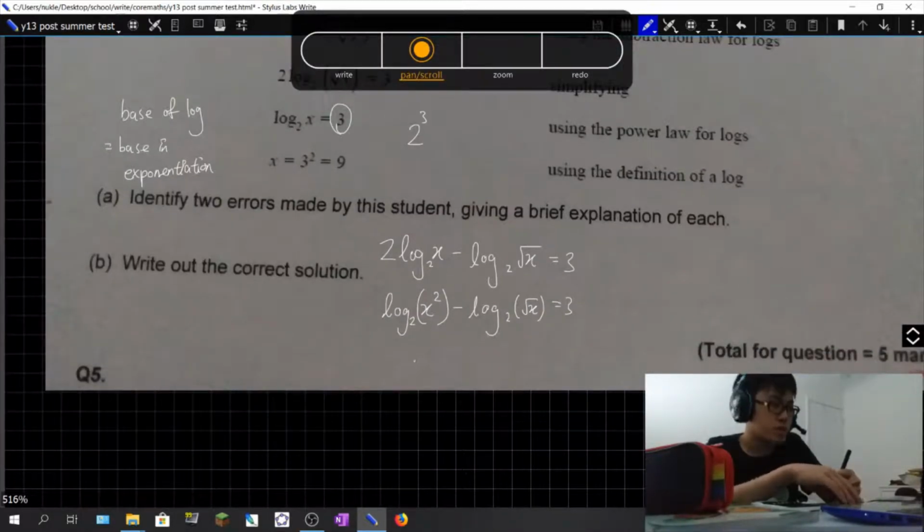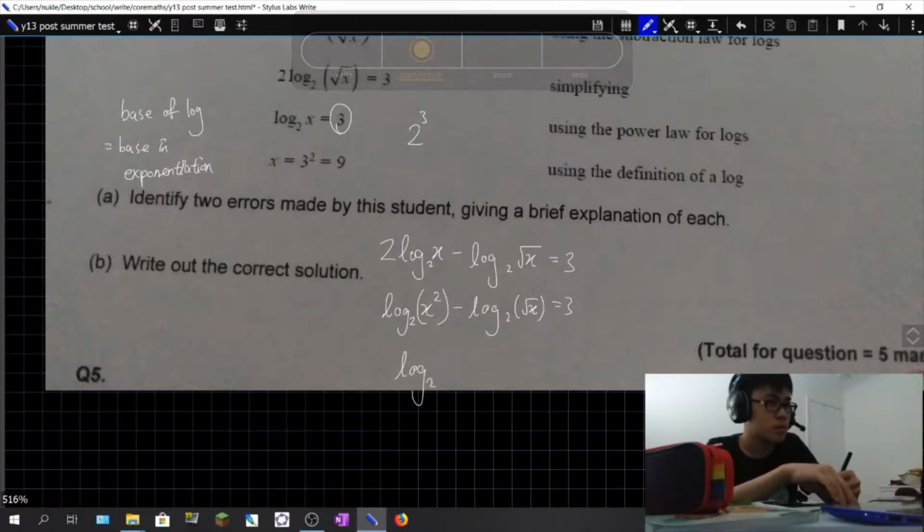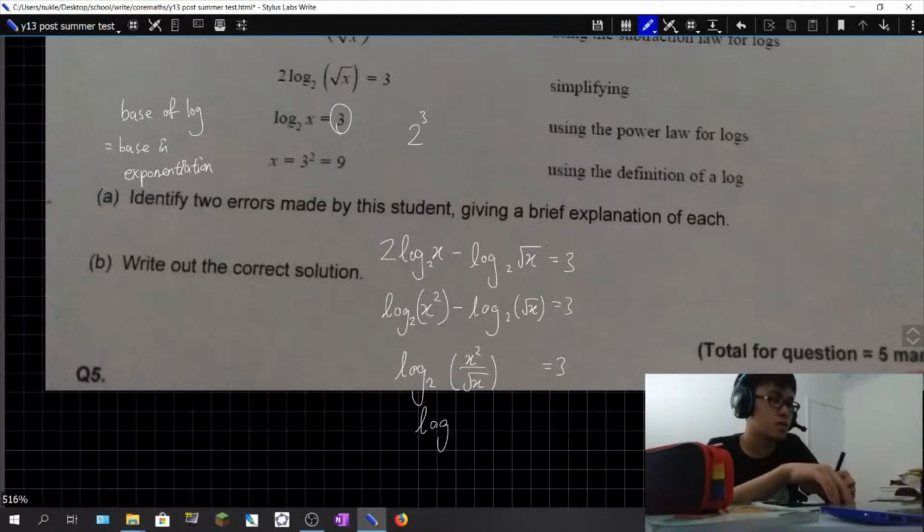So now we can do the subtraction law, which means we can do x squared over root x. It's equal to 3. So x squared over root x is going to be, well, 2 minus a half. 2 minus a half is going to be 3 over 2. That's going to be equal to 3.